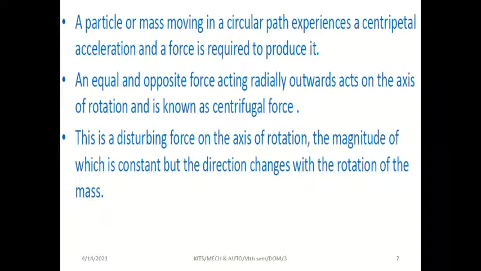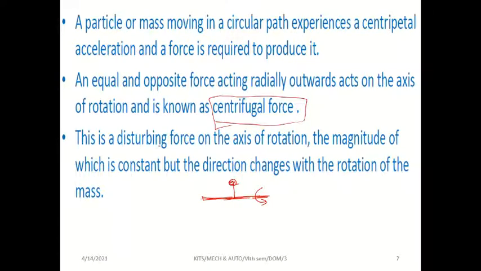So a particle or mass moving in a circular path experiences centrifugal acceleration, and a force is required to produce it. Suppose there is a shaft like this, and one mass is there like this, and this shaft is rotating continuously. So this mass will undergo a kind of centripetal acceleration, which will result from the force acting on it. That we have to find out. That force is called centrifugal force.